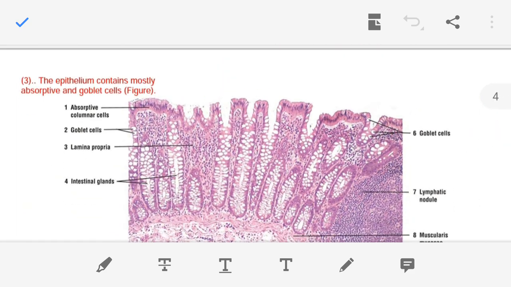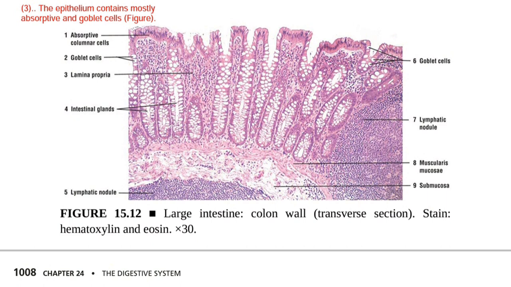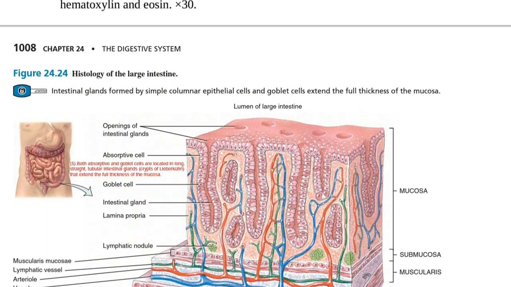You see, large intestine, colon wall, transverse section, stain hematoxylin and eosin. All the names. I'm moving on to the fourth point.